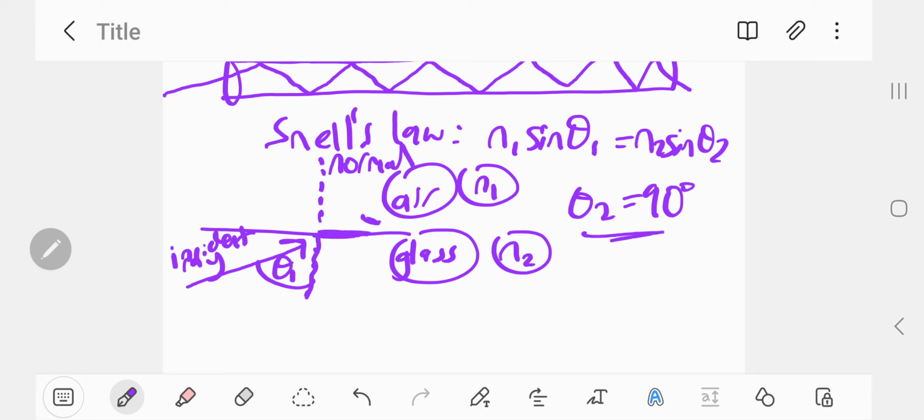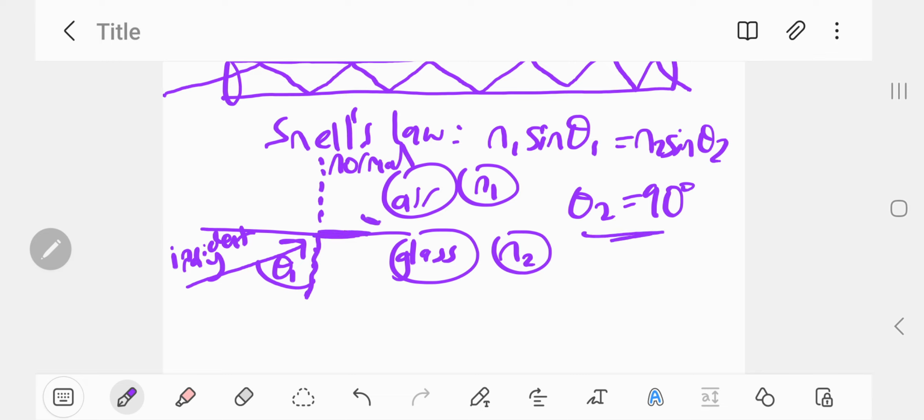This is known as the limiting case of refraction. So let's substitute this into Snell's law. n sub 1 sine theta 1 is n sub 2 sine 90 degrees. Now sine 90 degrees is just 1.